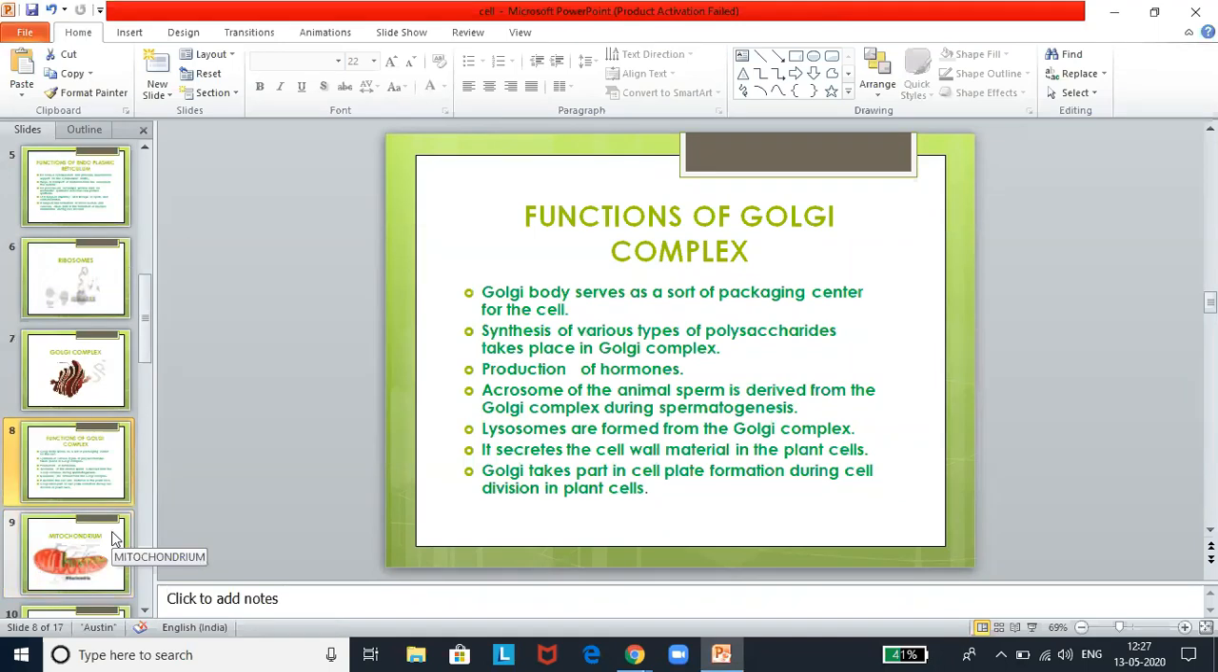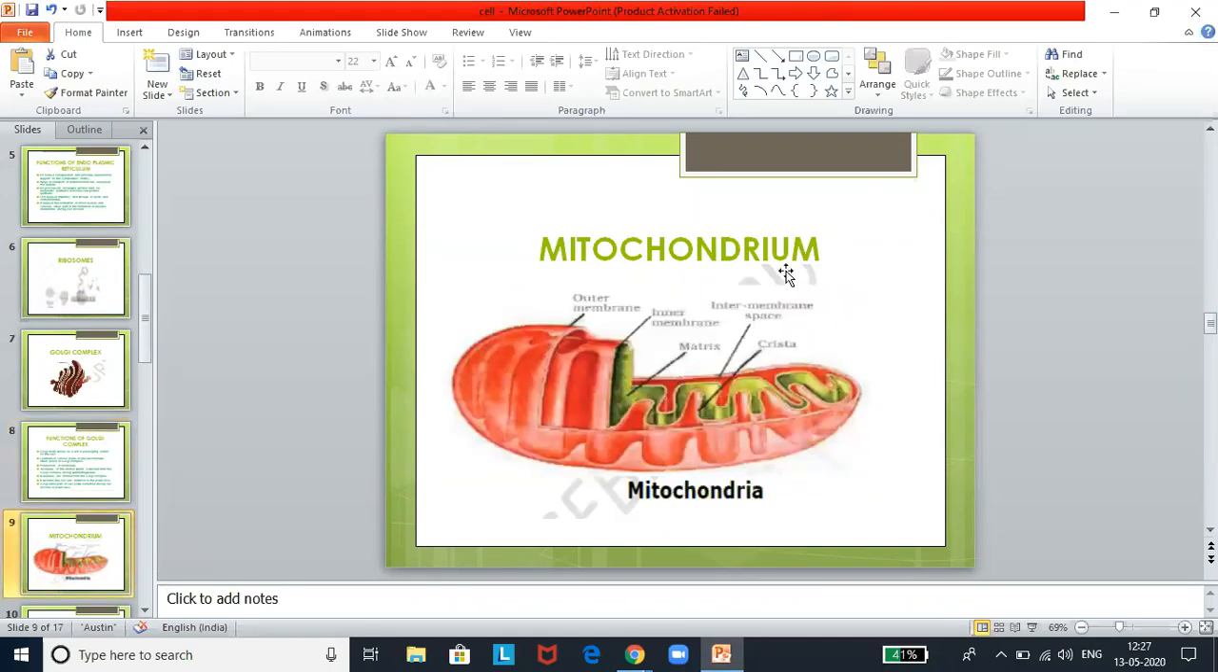Now let us go into mitochondrium. So mitochondrium is the singular and mitochondria is the plural. Kolliker in the year 1880 discovered mitochondria in the muscle cells of the insects. But the term was coined by Benda. So Kolliker discovered mitochondria and the term was coined by another scientist called Benda. They are present in almost all eukaryotic cells but are absent in the prokaryotic cells.